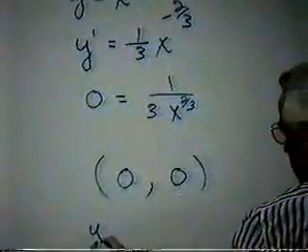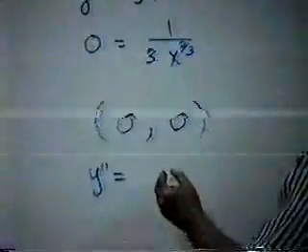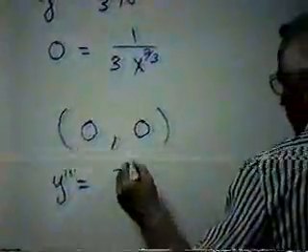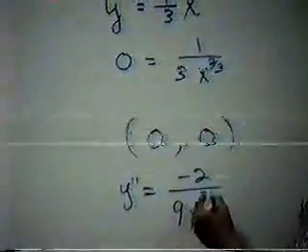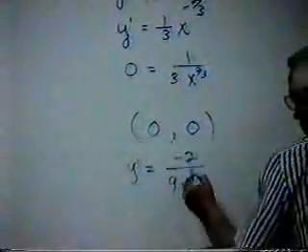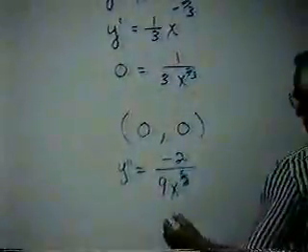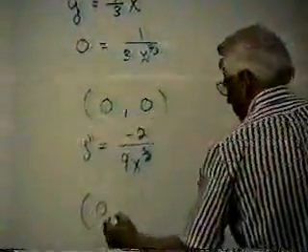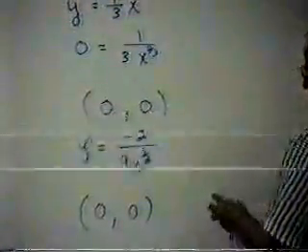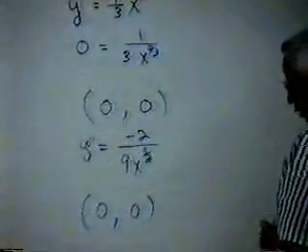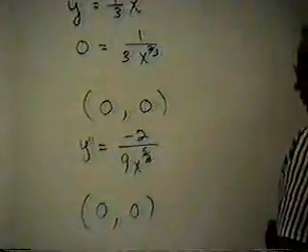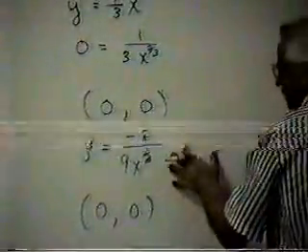Now let's take the second derivative. The second derivative would be minus 2 over 9x to the 5/3. And so what makes the denominator 0? 0, 0. Now notice again, we have 0 in both places. It can't be both of them. Sometimes it's not either one. So let's check it out.